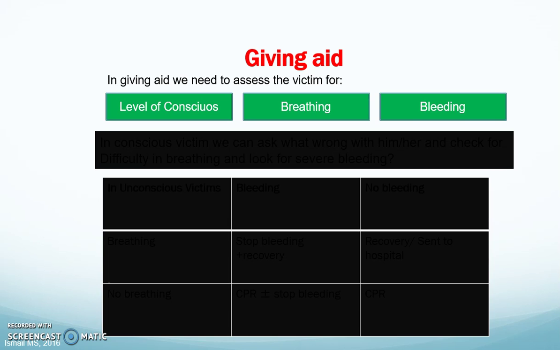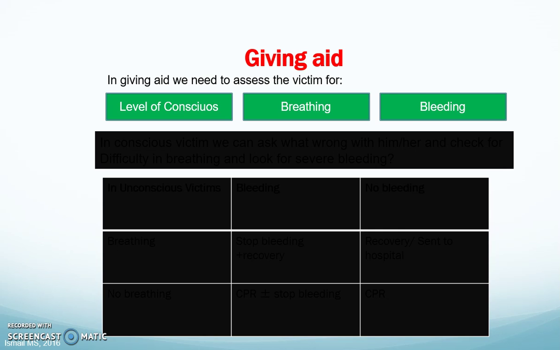Next thing, when we evaluate the breathing, we'll try to look at his breathing pattern, whether his breathing is normal or he's breathing very fast and shallow. Breathing very fast and shallow is also another sign, what we call tachypnea, a sign to say that there could be an insult to the respiratory system.